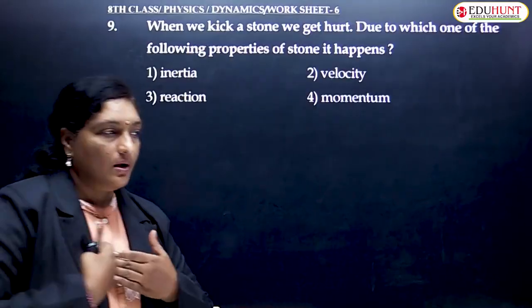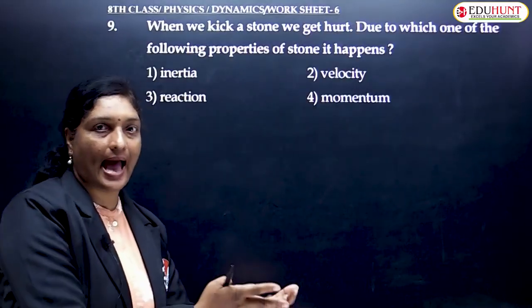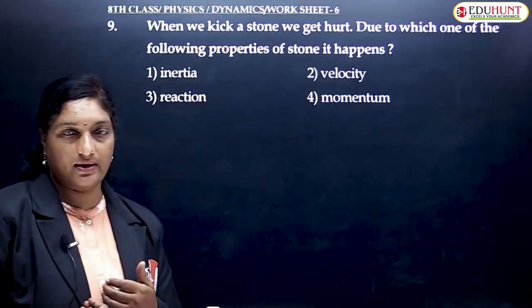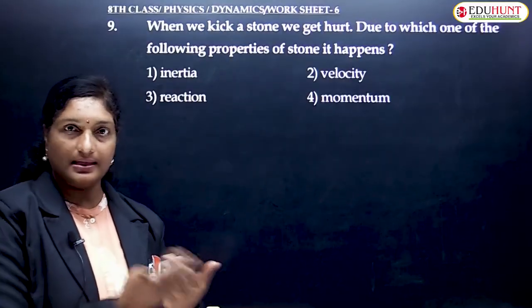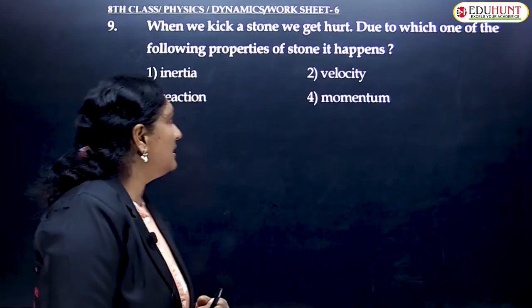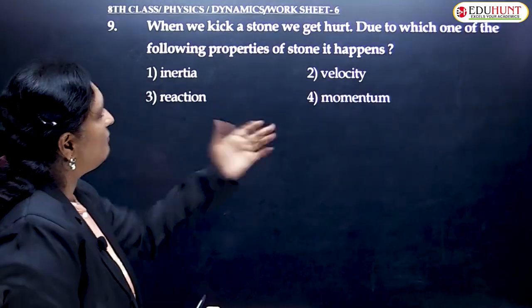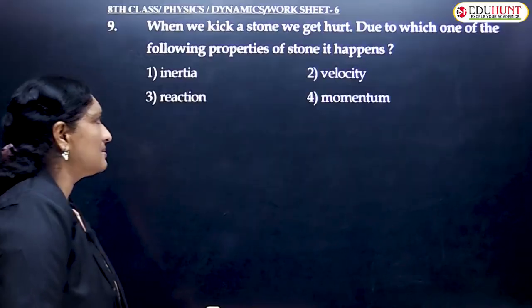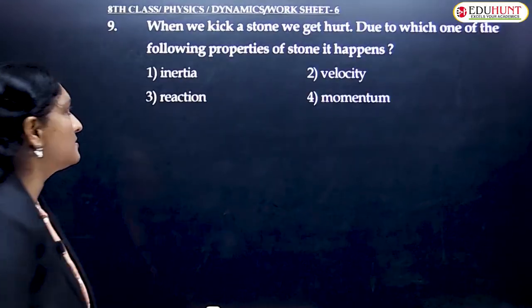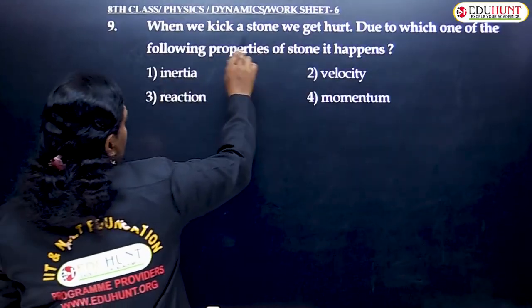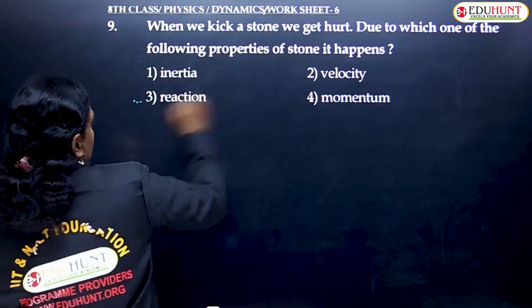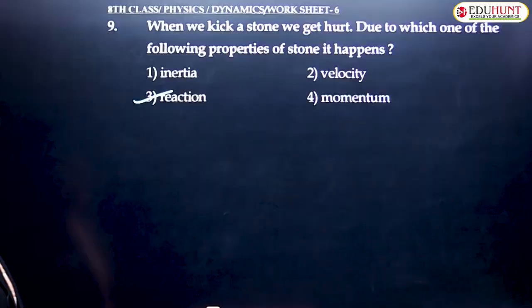Why? Because hitting the stone is the action part. As a result, the stone also hits us in the backward direction. That is the reaction part. So definitely we get hurt. When we kick a stone, we get hurt, due to which one of the following properties of stone? It happens because of the reaction part. We hit the stone is an action. The stone hits us and we get hurt is the reaction part. So the answer is the third option.